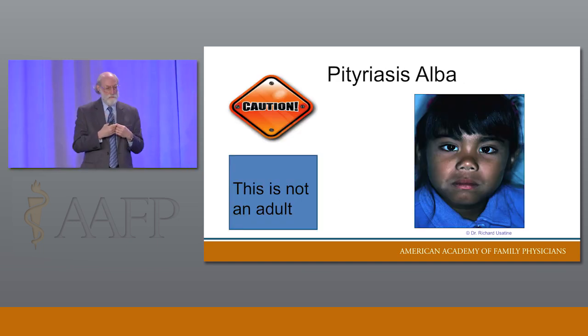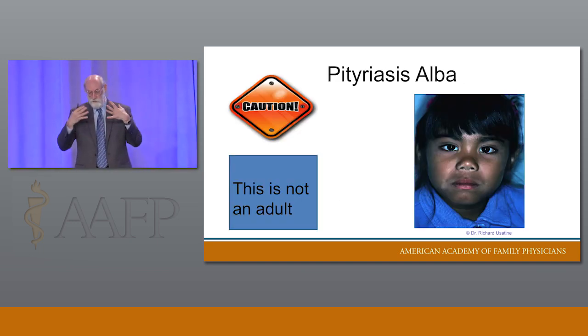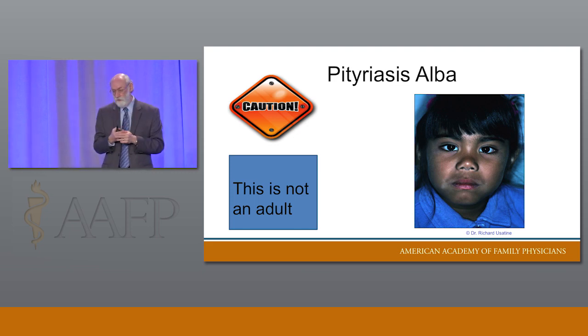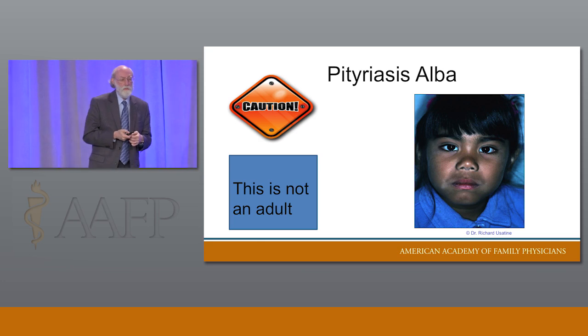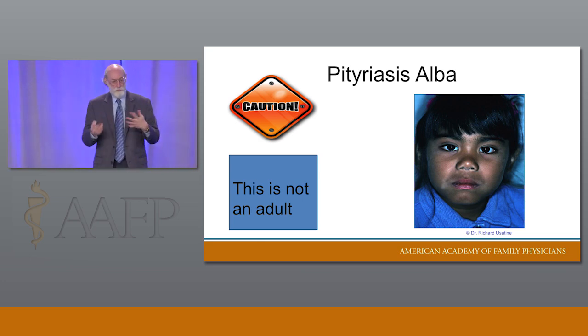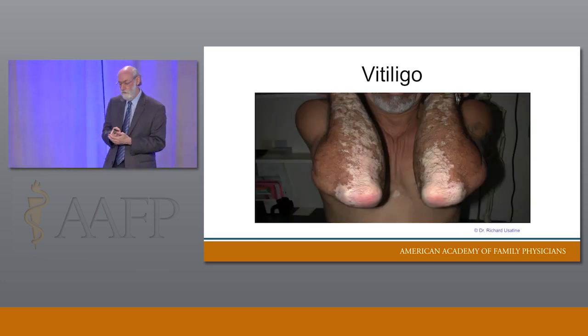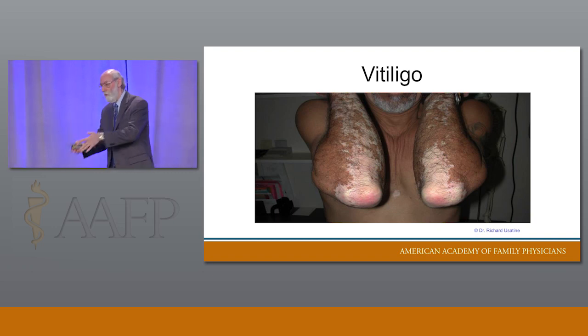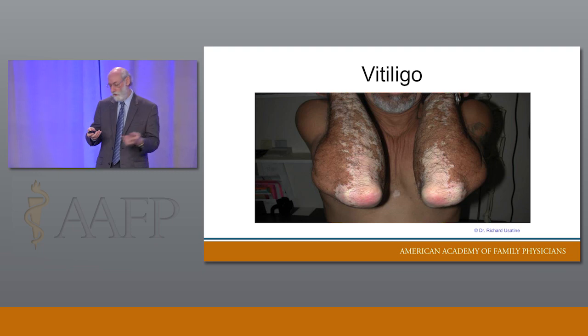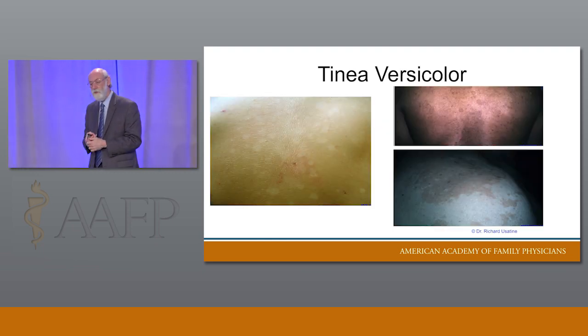Pityriasis alba. This is a child. You can see the paleness on the cheeks and upper forehead. We don't know what causes it. It tends to get better on its own. Sometimes steroids topically may hasten that. Vitiligo, autoimmune, associated with other autoimmune processes like Hashimoto's thyroiditis, B12 deficiency.